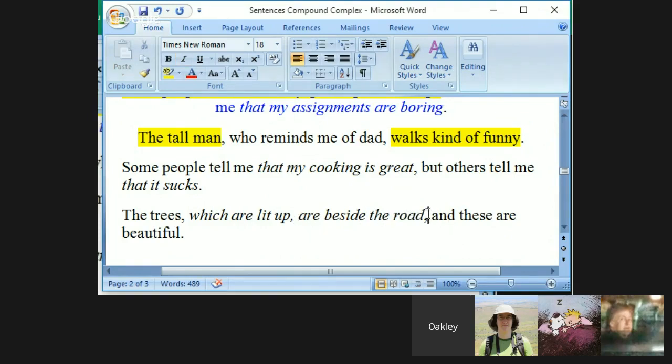Oh no, okay, I'm sorry, my mistake. Let me put this back to normal. All right, which are lit up, comma. The trees are beside the road. Right, got it. Sorry. And these are beautiful.